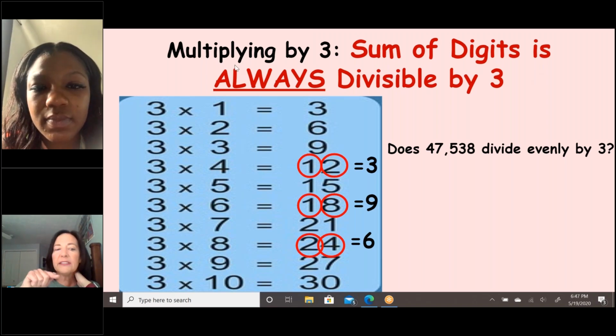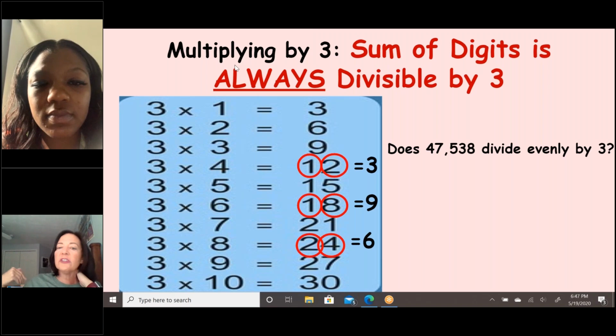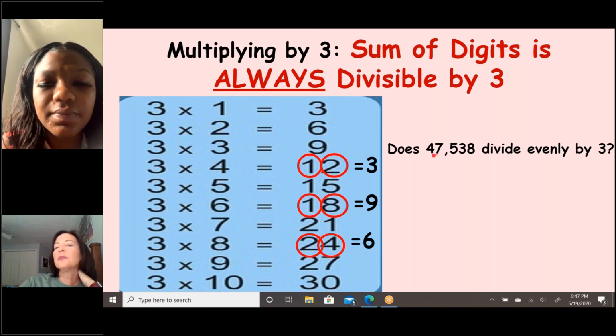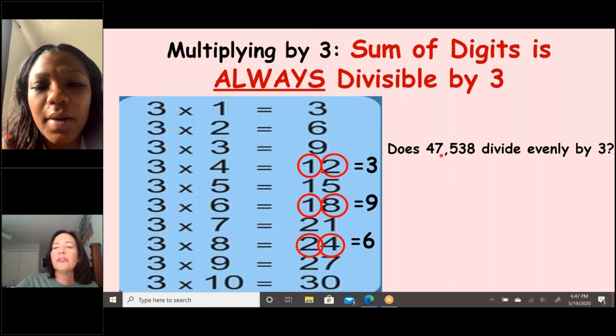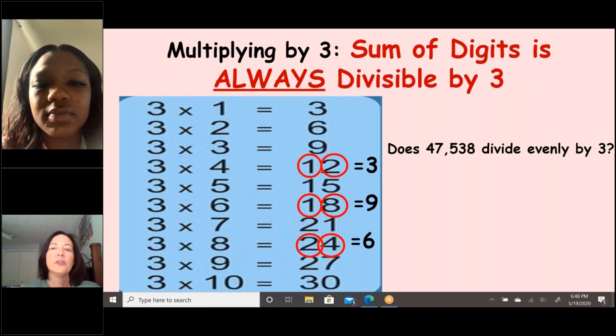Okay, but that piece of information we can use just when we're doing our fractions or our ratios or our proportions or our long division. And so let's practice that. So if I have the number 47,538, and I were to ask you, Taylisha, can we divide that evenly by 3? Does 3 go evenly into 47,538? Do you know how to figure that out?